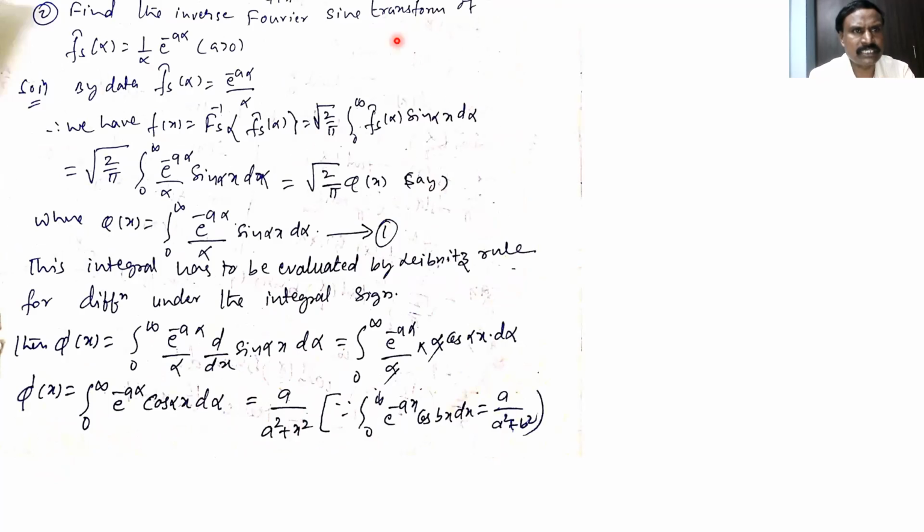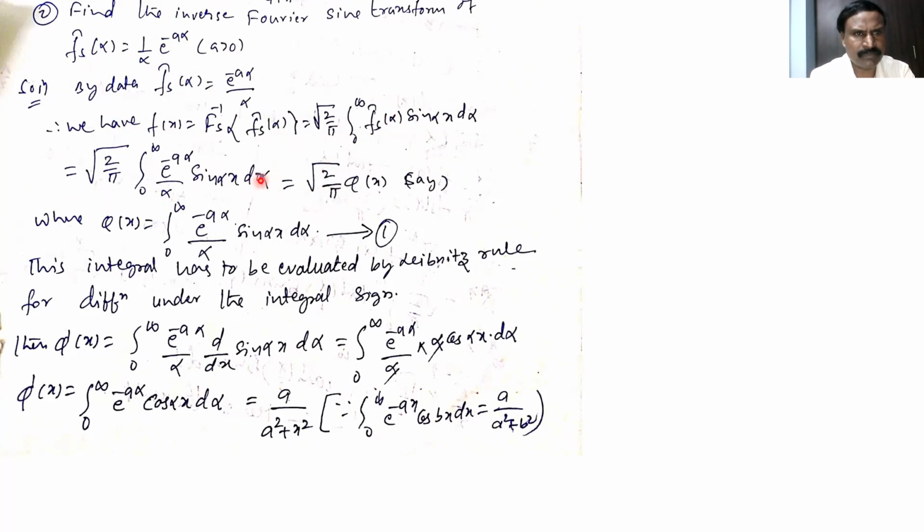Find the inverse Fourier sine transformation of fs cap alpha is equal to 1 by alpha e to the power of minus a alpha, where a is greater than 0. By the definition, fs cap is given. We have, using the Fourier sine inverse formula, this is the Fourier sine inverse formula: square root of 2 by pi integral 0 to infinity fs cap alpha, that is e to the power of minus a alpha by alpha sin alpha x d alpha, as it is.